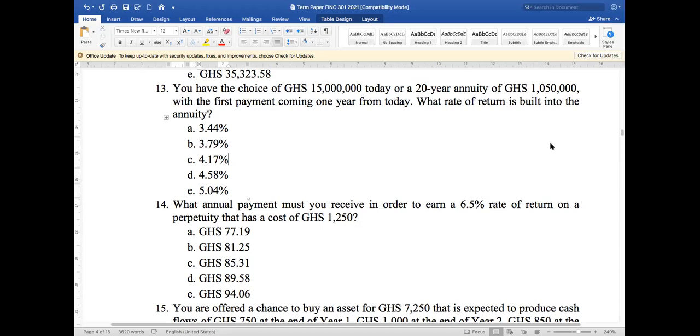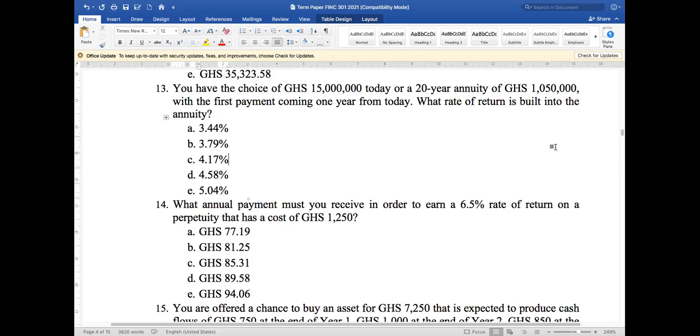Now, anytime you are solving a question of this nature, you can ignore all the three zeros for each of the figures. If you leave out one, the answer will be different. But if you leave the three zeros out for each of them, the answer will be the same. It makes you move a bit faster. So you can do 15,000 and 1,050.